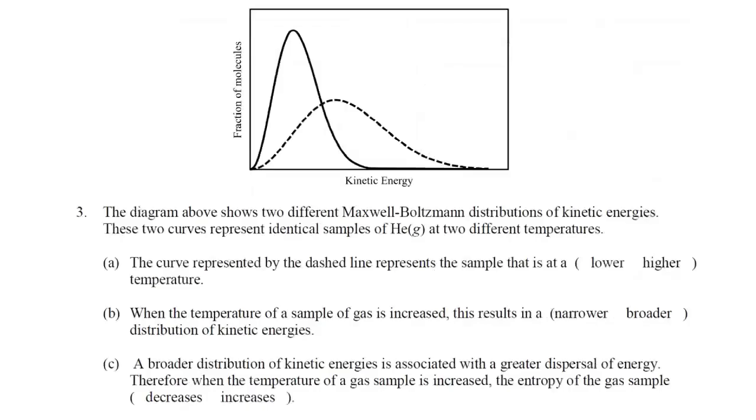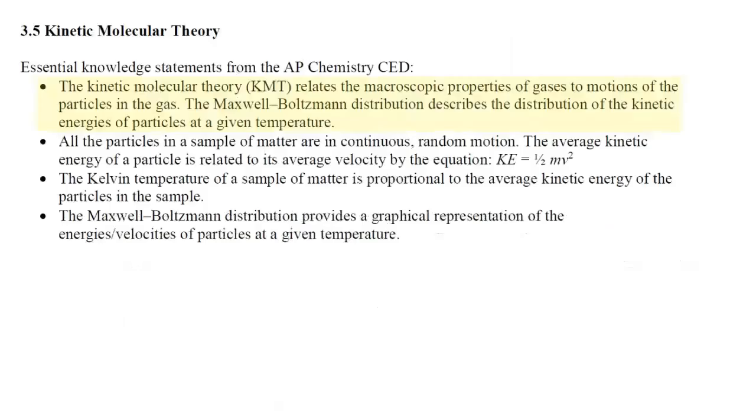All right, this is question 3. It says the diagram above shows 2 different Maxwell-Boltzmann distributions of kinetic energies. These 2 curves represent identical samples of helium gas at 2 different temperatures.